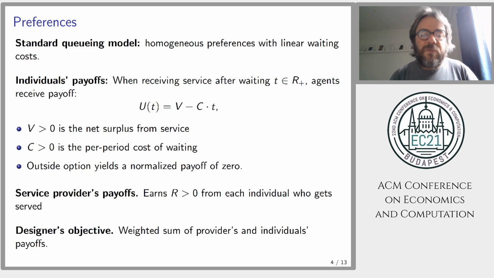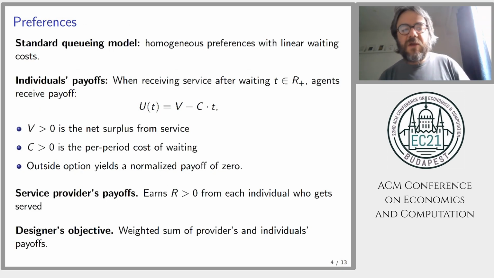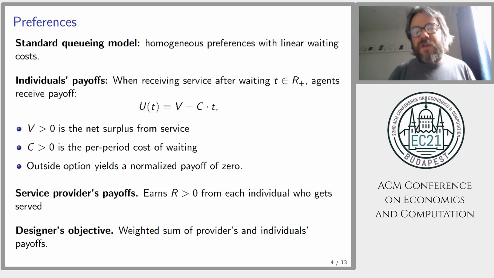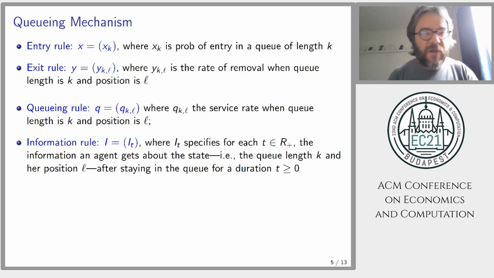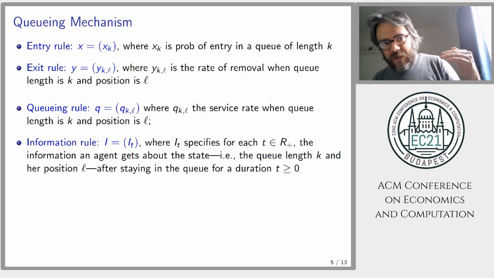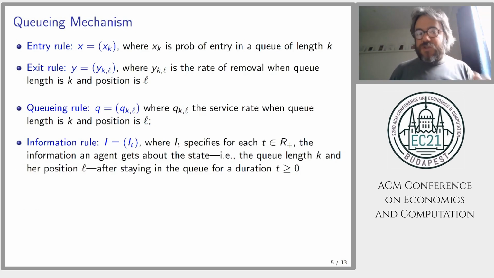And finally, the designer's objective is going to be a weighted sum of the service provider's and the individuals' payoffs. Let me not go into more details for the designer's objective at this stage. I'll provide more details in a couple of slides. But given this objective, what are the instruments of the designer? The designer will have 4 instruments. First, the entry and the exit rule.